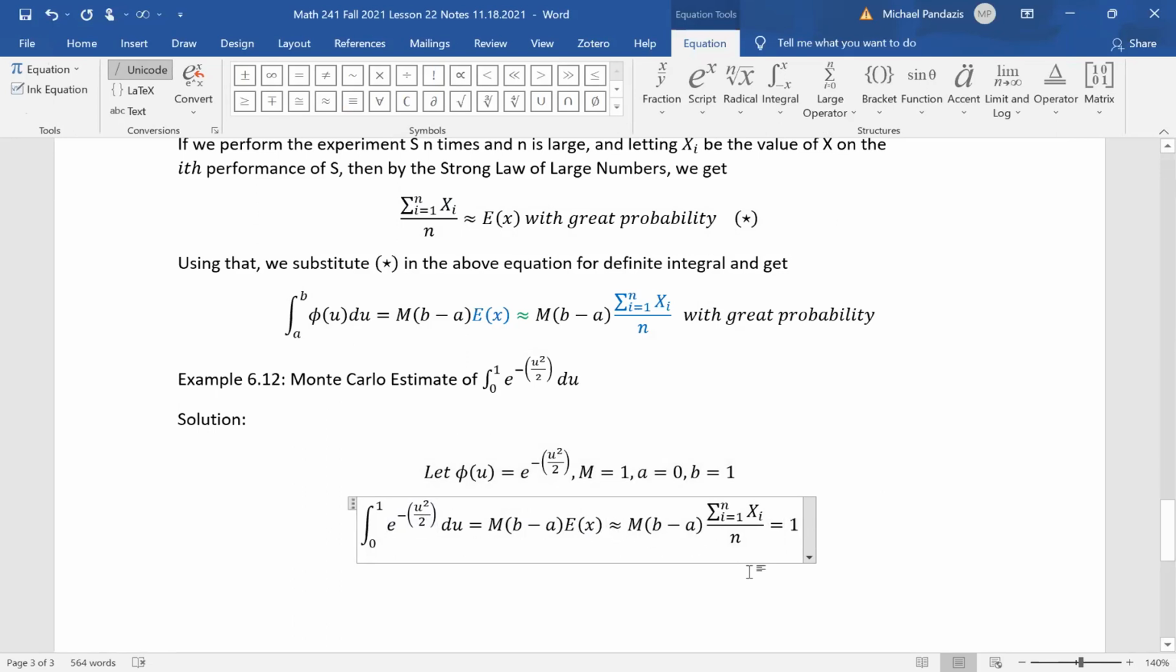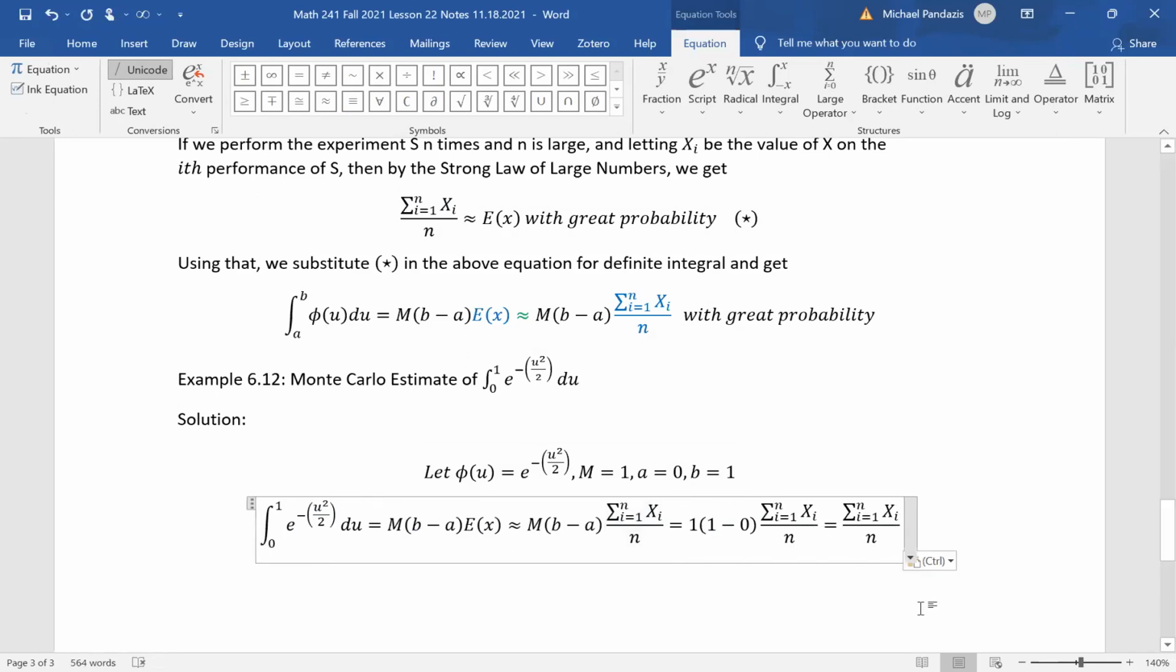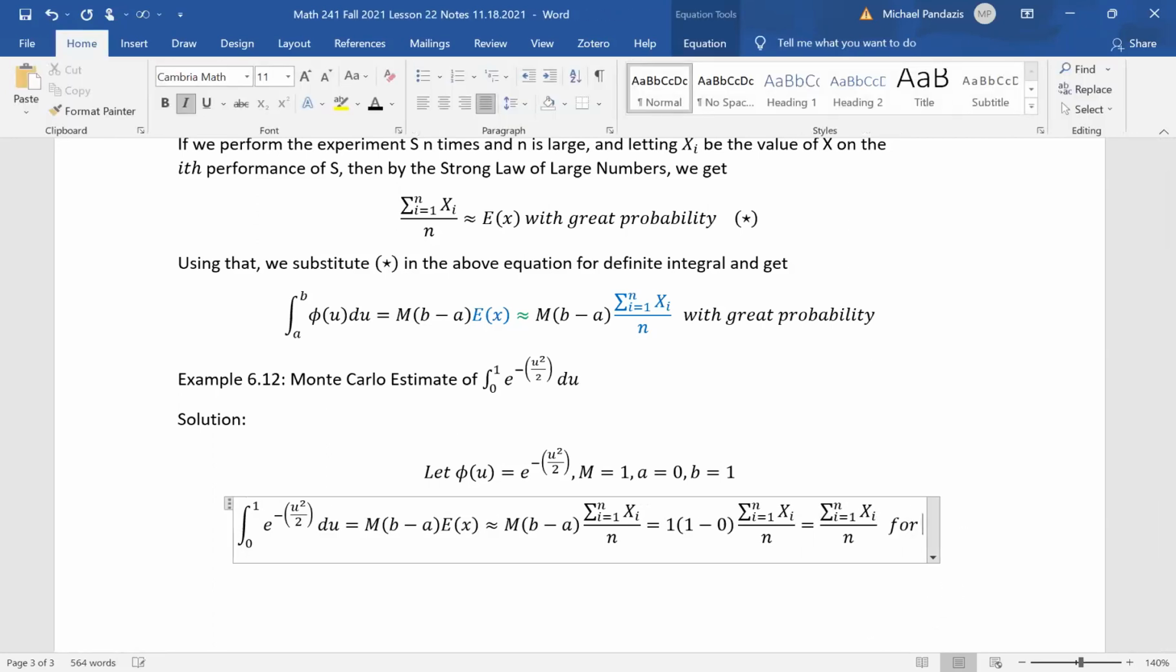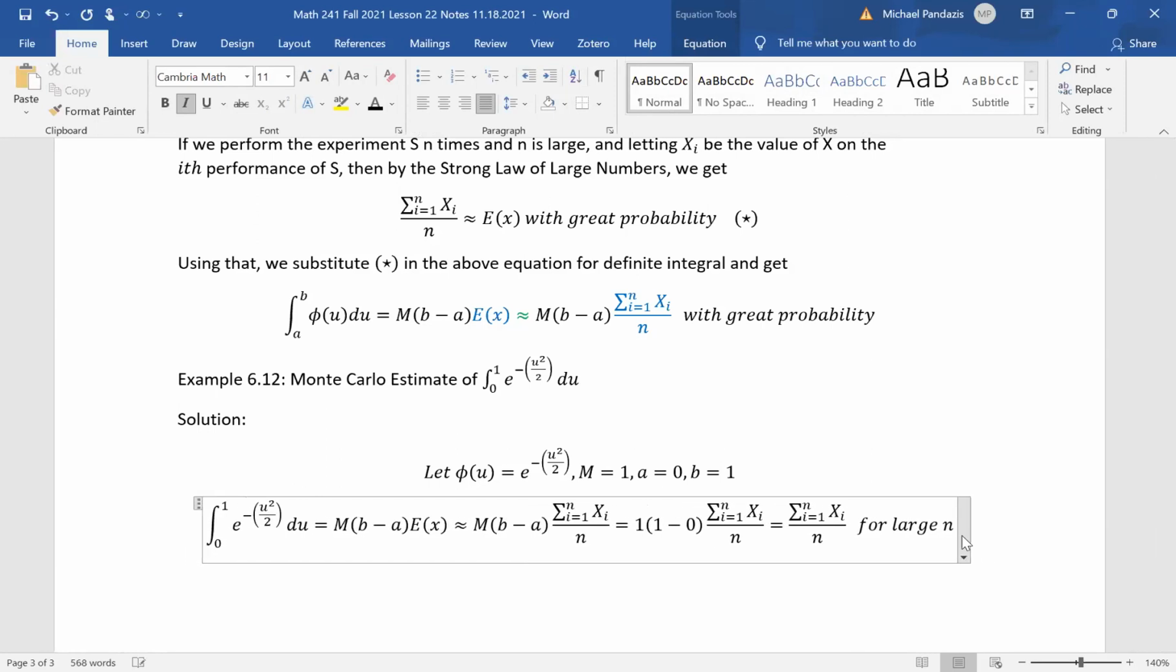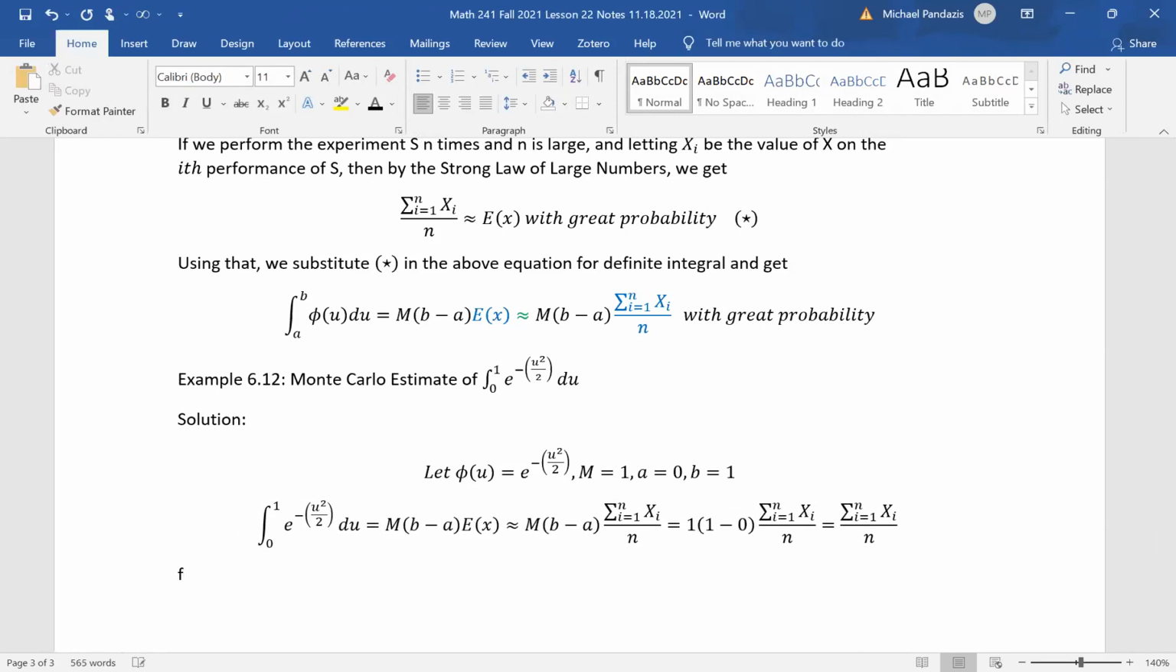Capital M here is 1, and b minus a is 1 minus 0. And we have times that sum over n. So that's 1 times that sum, and so it's equal to that sum. And so now I'm saying that this definite integral is approximately the value of this fraction, and it's for large n. So this is for large n with a great probability. Okay, so this approximation is good with great probability for large n.